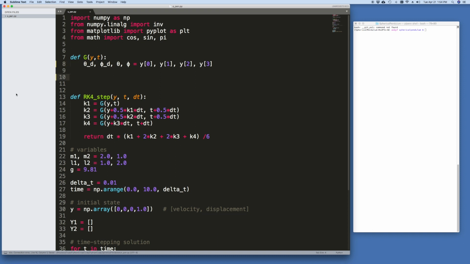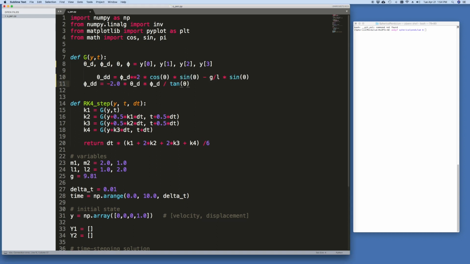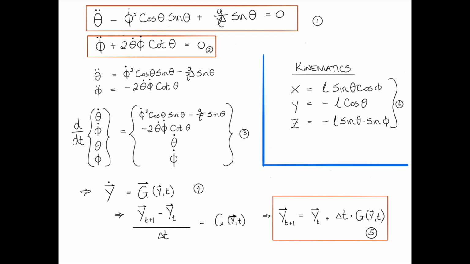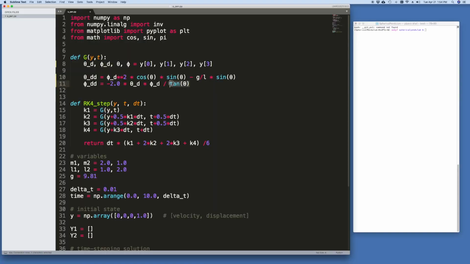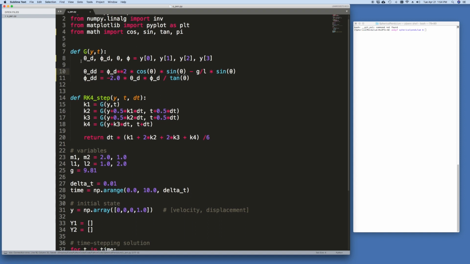So the next thing that I want to do is put in the expressions for the accelerations. And in fact, to save time, I'm just going to paste them in here. And again, this is just off the previous slide. The only point I want to mention is, since this math package doesn't have the cotangent function, instead of multiplying by cotangent, I'm going to divide by tangent. And in order to use it, I need to import it here. And then this is the same.